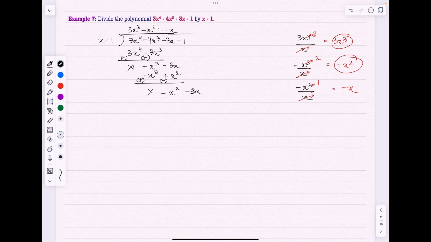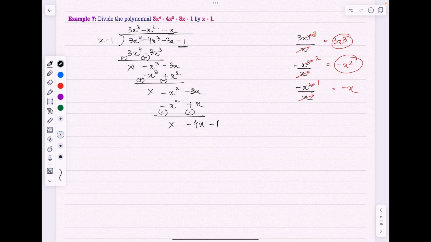So minus x into minus x is minus x square, and minus x into minus 1 is plus x. Understood? You subtract, so this will become plus and this will become minus. So minus x square plus x square is 0. Minus 3x minus x is minus 4x. This minus 1 is left, so I bring that minus 1 as carryover.